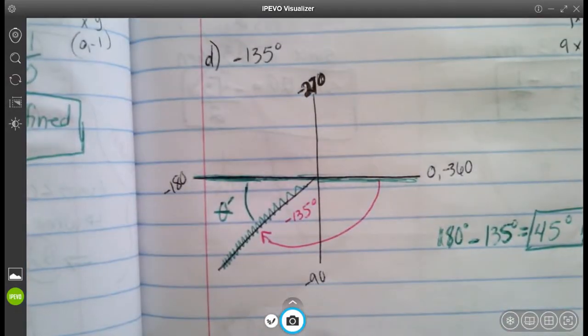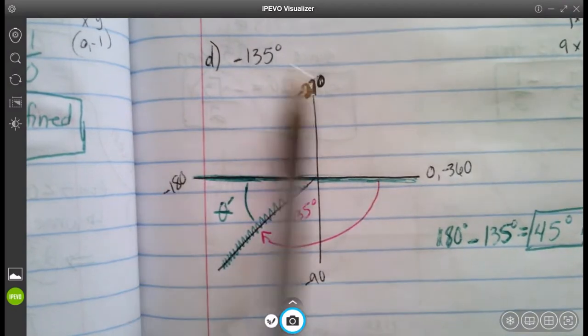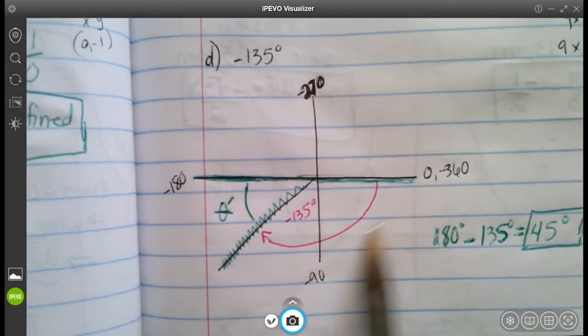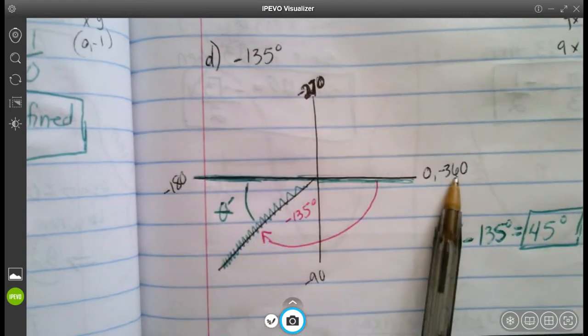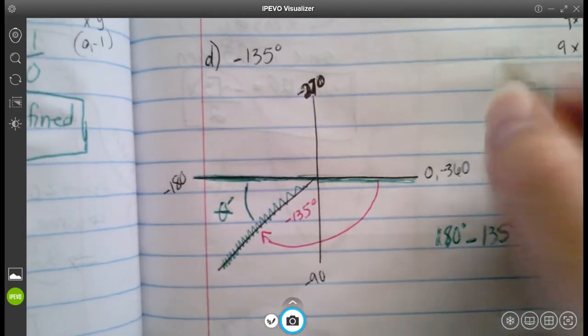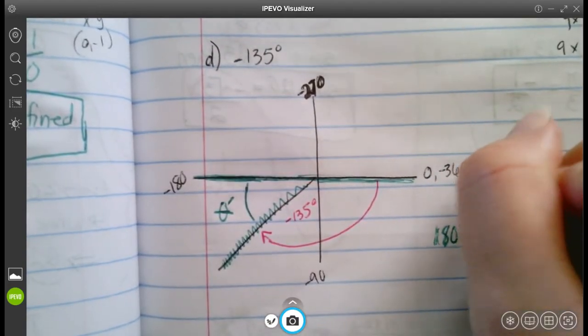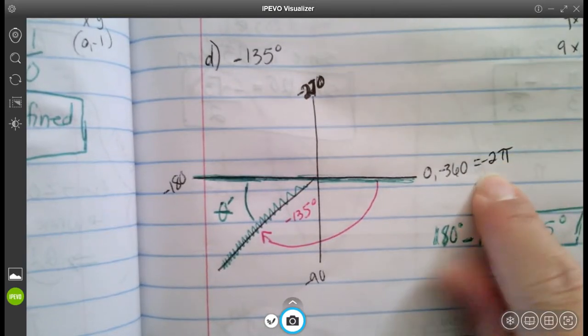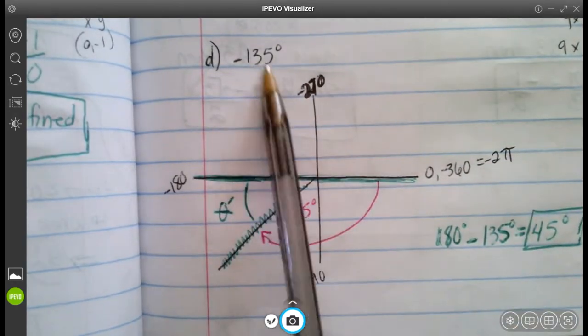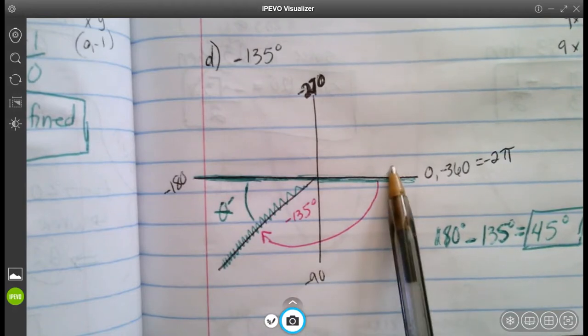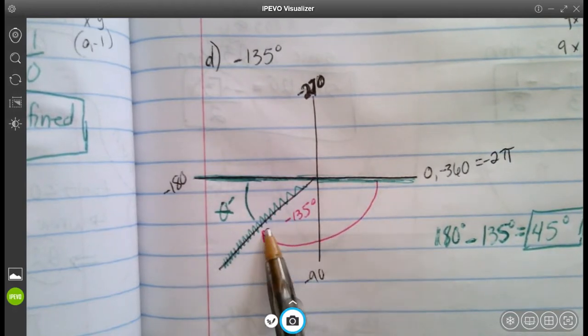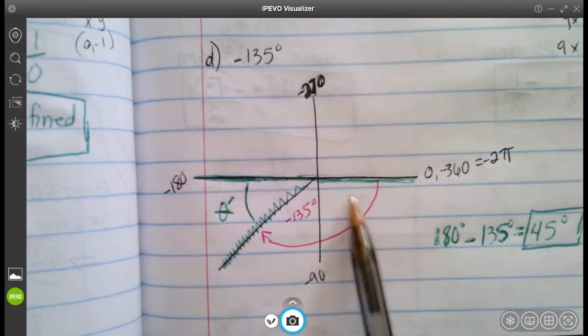This is negative 135 degrees. So remember that with negative, we are going backwards, which means this would be 0. This is negative 180. This is negative 360, also known as negative 2 pi, because some of you were asking about that in the email. So for 135, well, I know this is negative 90, so negative 90, 135, there's my angle, okay?